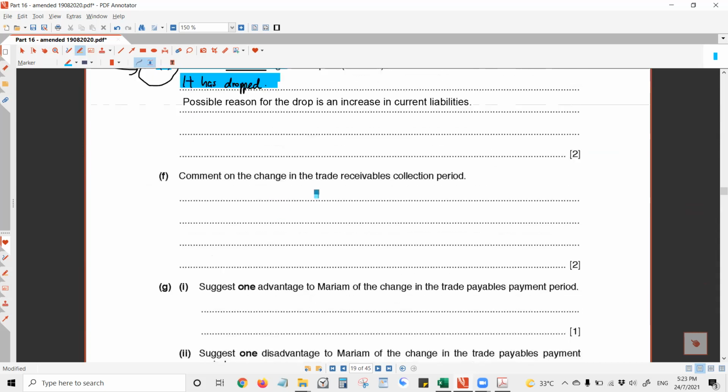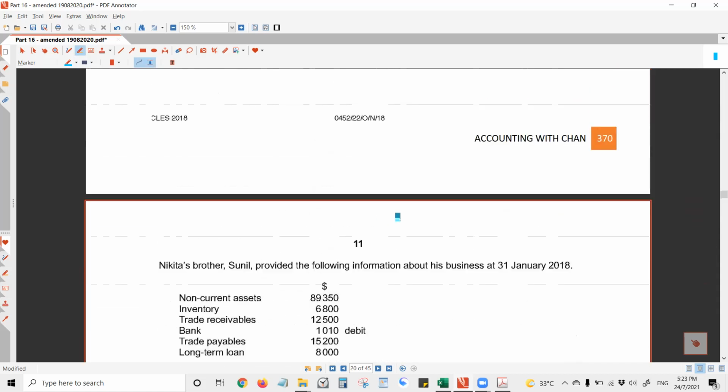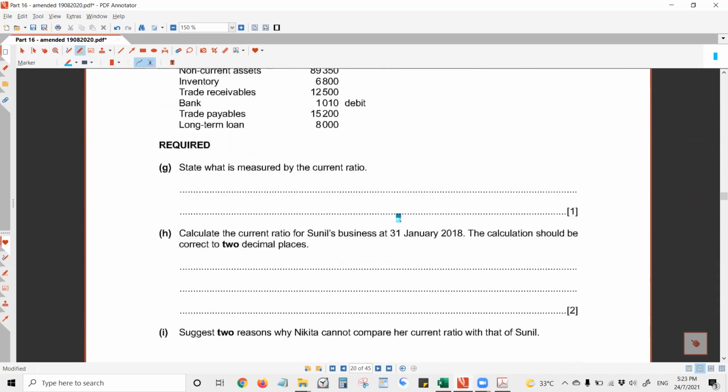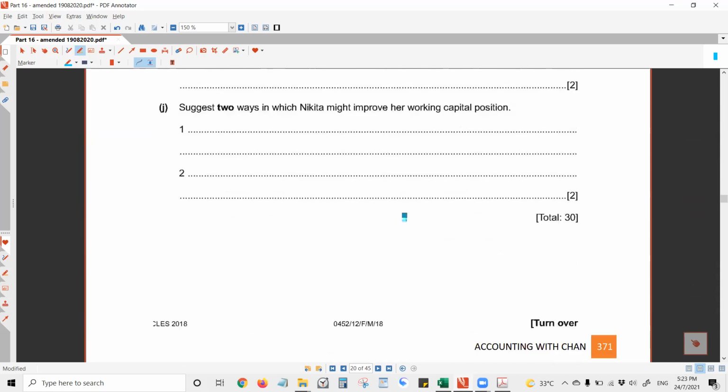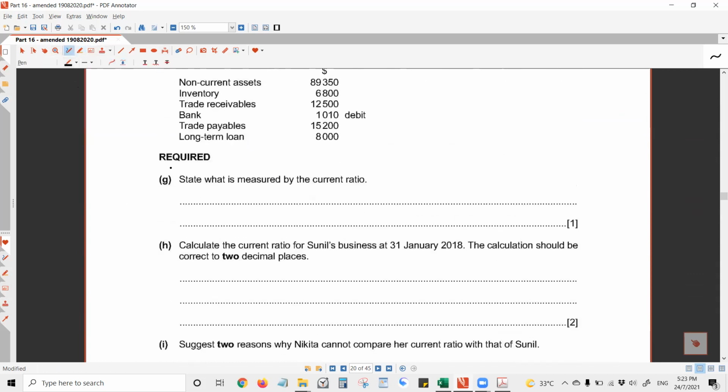Okay, so not very difficult so far, as long as you know the formulas. Now next page, page 371. We answer this and then we get back to the notes. Page 371G. What is measured by current ratio? Okay, let's write this together.